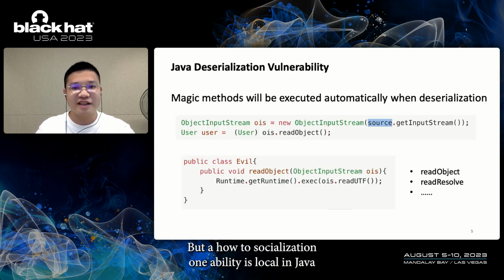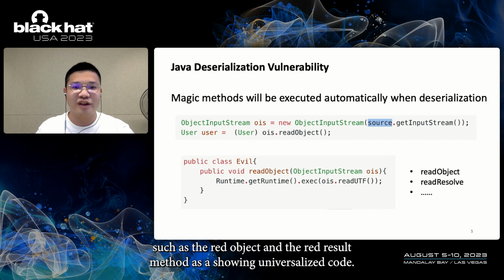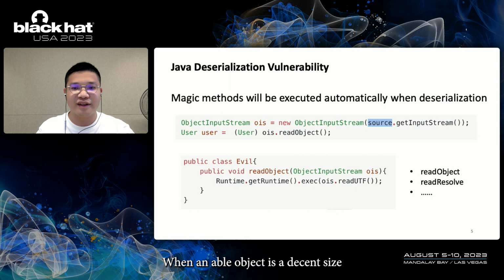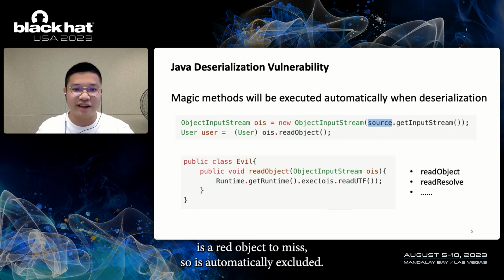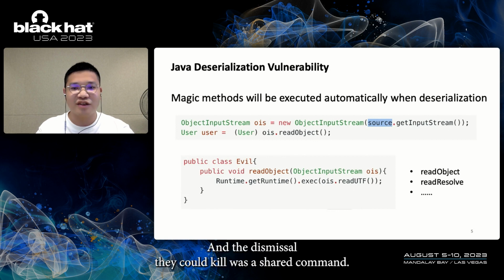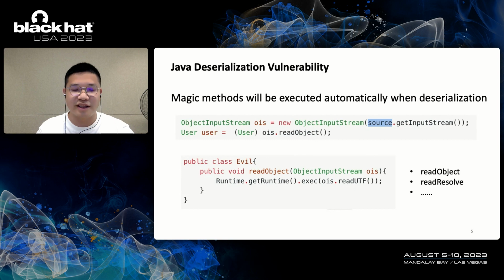But how do deserialization vulnerabilities occur? In Java, when an object of a class is deserialized and constructed, some magic methods in this class are automatically invoked, such as the readObject and the readResolve method. As shown in the slide code, when an evil object is deserialized, its readObject method is automatically executed, and this method executes a shell command. If an attacker can control the byte stream being deserialized, this can lead to a Java deserialization vulnerability.